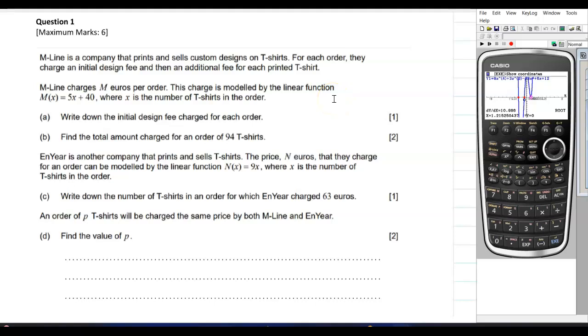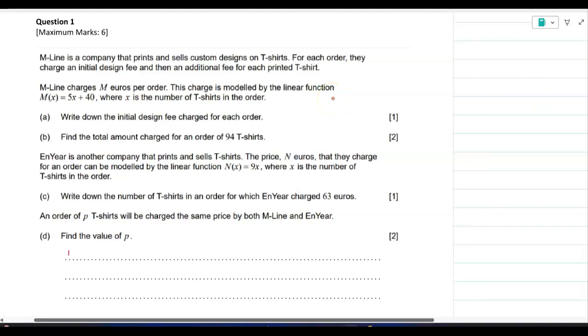What does that mean? What is the initial design fee? 40. How do you know that? Because it's plus 40. Plus 40, correct? So that's 40. Very good. That's 40 because even if you don't get one t-shirt done, they'll charge you 40 as the initial design fee. Okay?